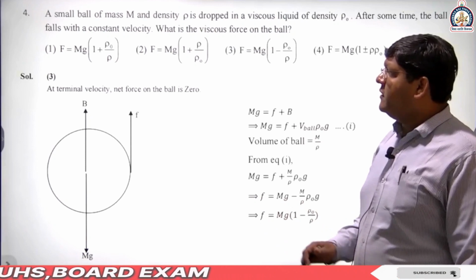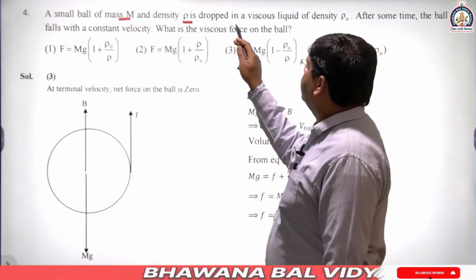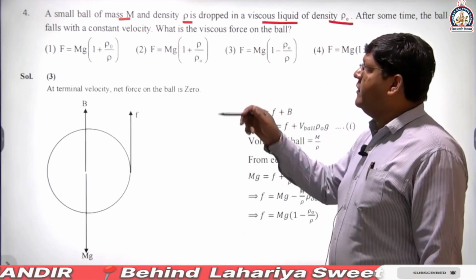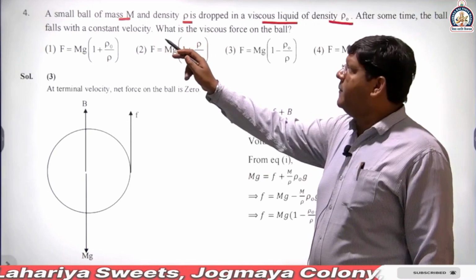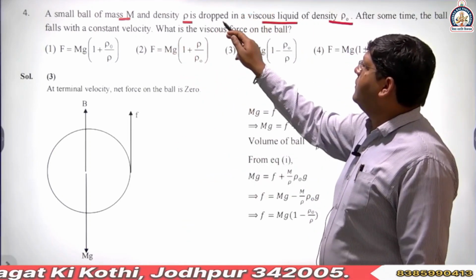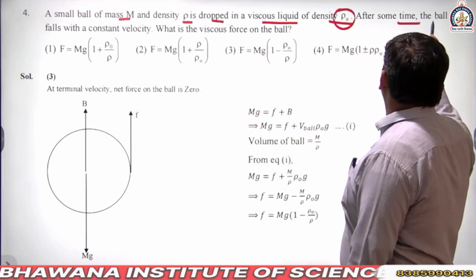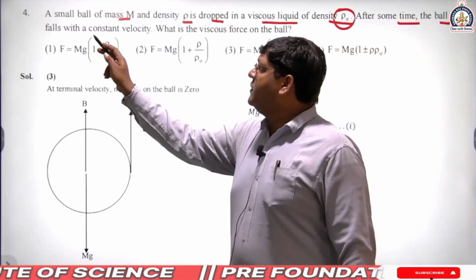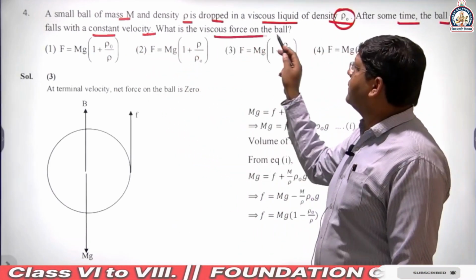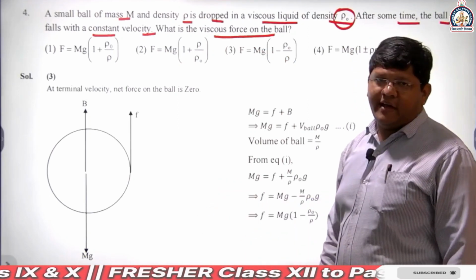Moving to the next part, the question says a small ball of mass capital M and density rho is dropped in a viscous liquid of density rho naught. We are provided with a small ball having mass M and density rho, dropped in the viscous liquid having density rho naught. After some time, the ball falls with a constant velocity. We have to calculate the value of the viscous force. You can see this is the required diagram.